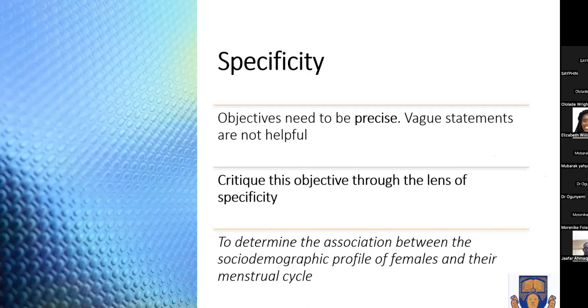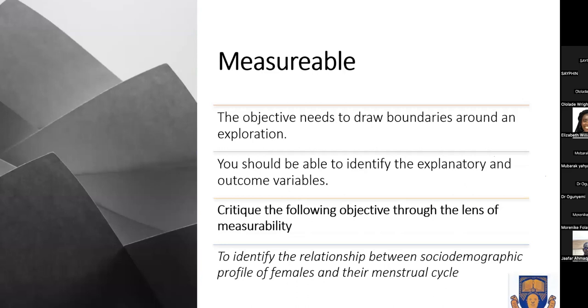Therefore, when I see this kind of objective, I am very sure I cannot deal with this, because there is no direction and there will be no conclusion for this kind of study. Second piece of what you want to look at in the objective is the measurability. The objective needs to draw boundaries around what you want to explore. And many times you draw those boundaries by dates or time.